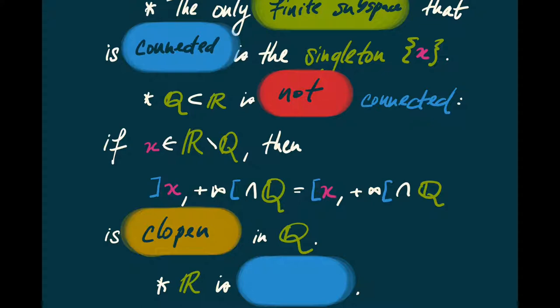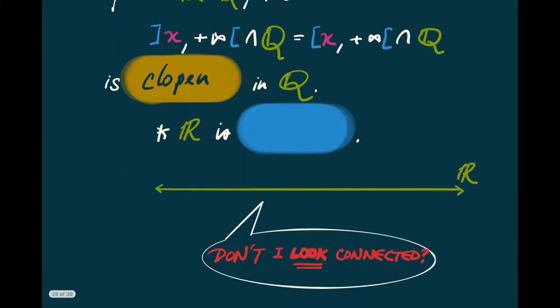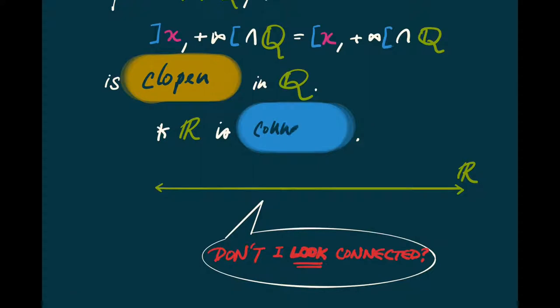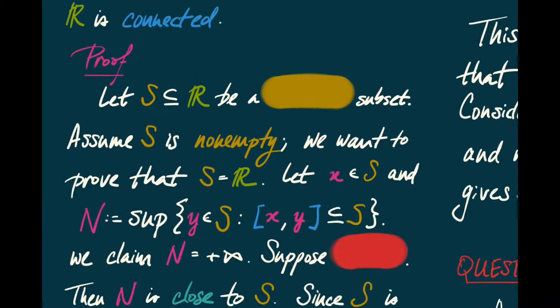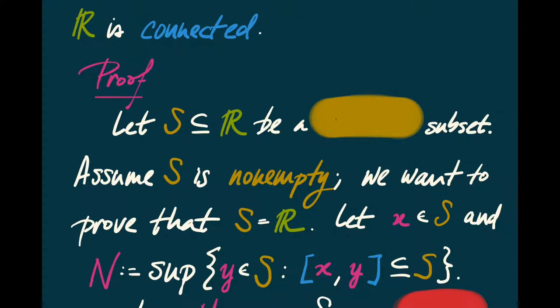The real line itself is indeed connected. That certainly matches with our intuitions. After all, the real line here certainly looks pretty darn connected. But how do we prove it? Well, we certainly know that the real line is non-empty. So what I need to do is begin with a non-empty clopen subset. Let's call it S. And I need to prove that that non-empty clopen subset will have to be equal to R itself. Here's the strategy for doing that.